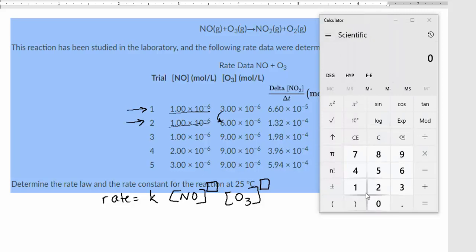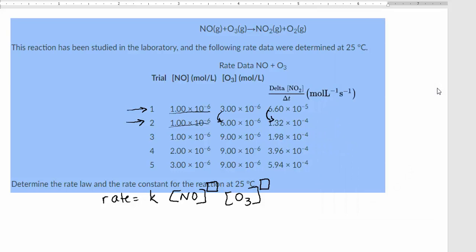If you can't see the relationship, just pop it in a calculator, not a calendar. So I'm going to take my one rate and I'm going to divide it by my other. And it's a doubling as well. So if we double the concentration of ozone, we also double the rate. Because that is a 1-to-1 relationship, this exponent is going to be a 1. Now we can verify that by looking at trials 1 and 3.